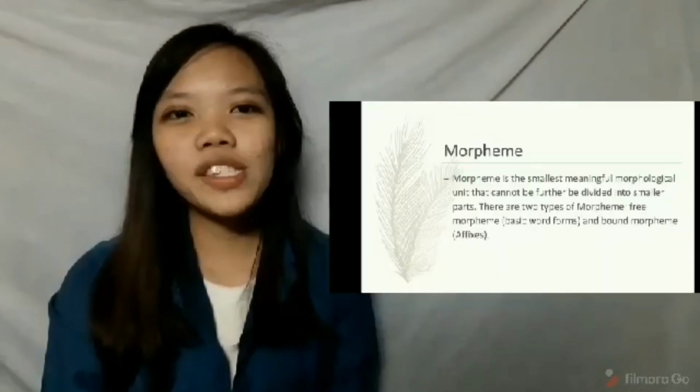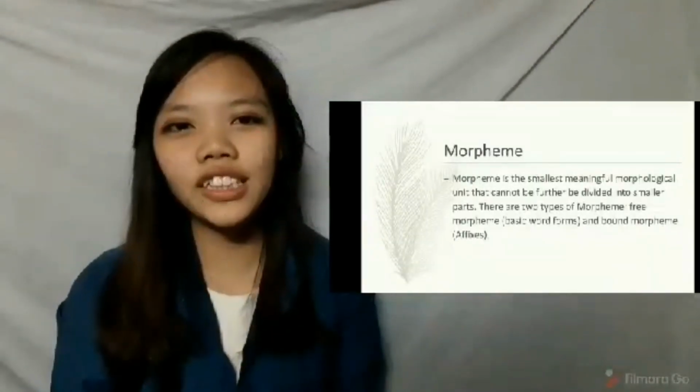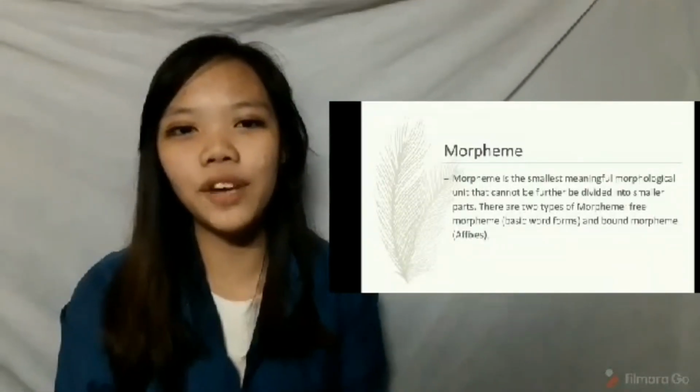Now, let's get to know about morpheme. Morpheme is the smallest meaningful morphological unit that cannot be further divided into smaller parts. Morphemes are the minimal units of words that have a meaning and cannot be subdivided. Like for example is the word reopened.